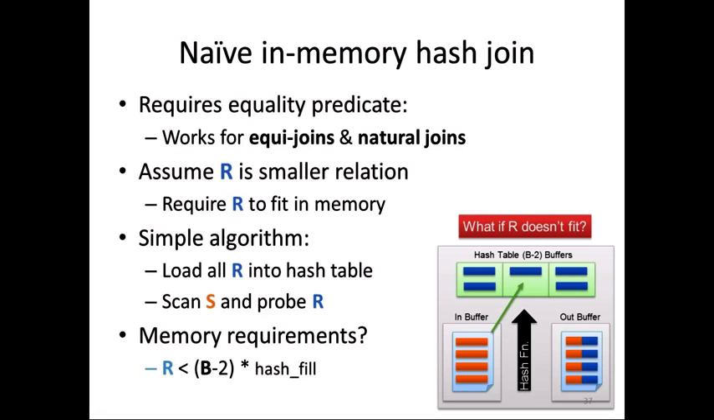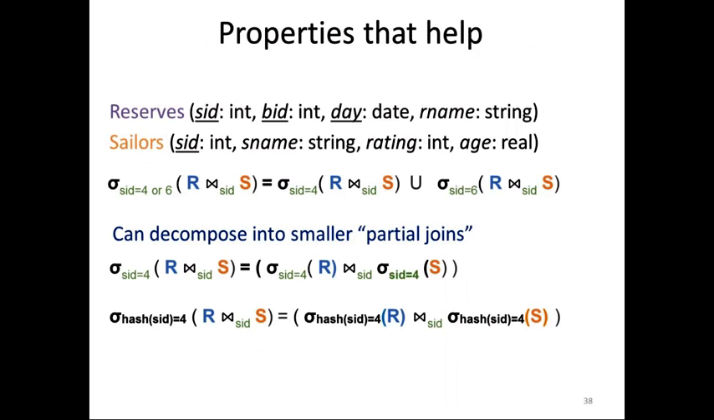So obviously the question now: this can work very well, assuming that R is a bit less than B minus 2, the available memory space for it, for instance with the hash fill being 0.9 or 0.8. If this is not the case, then of course we need to generalize this idea. And to do such a generalization, we can rely on some useful properties that we'll discuss next.